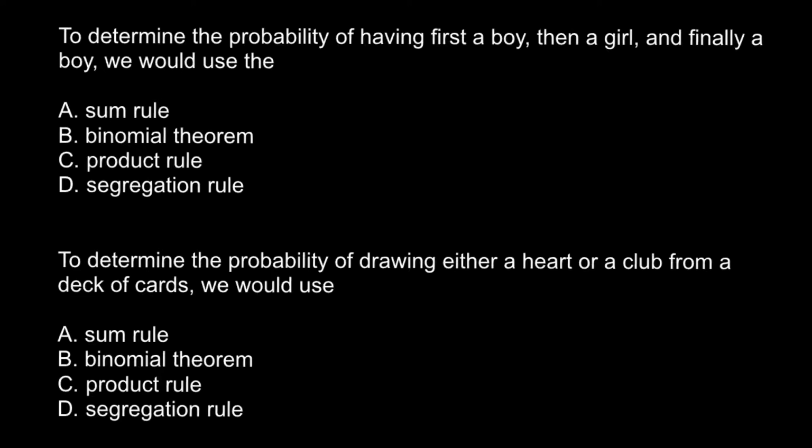Today I have prepared two multiple choice questions for you, and here is the first question. To determine the probability of having first a boy, then a girl, and finally a boy, we would use, and you have to choose which rule we are going to use.